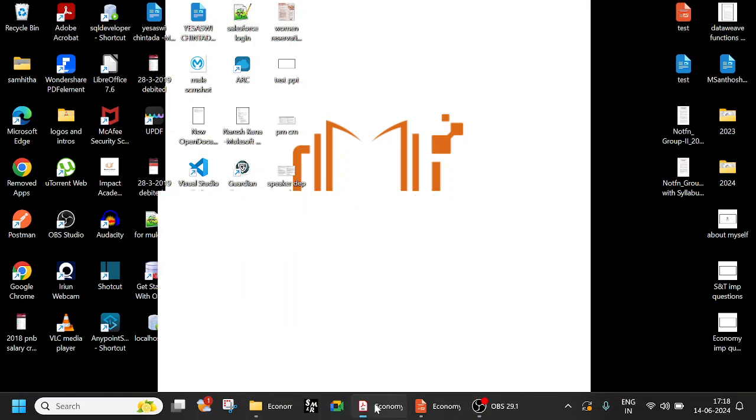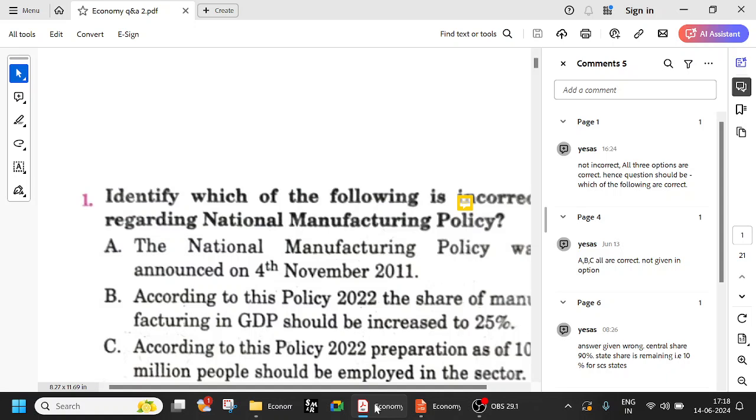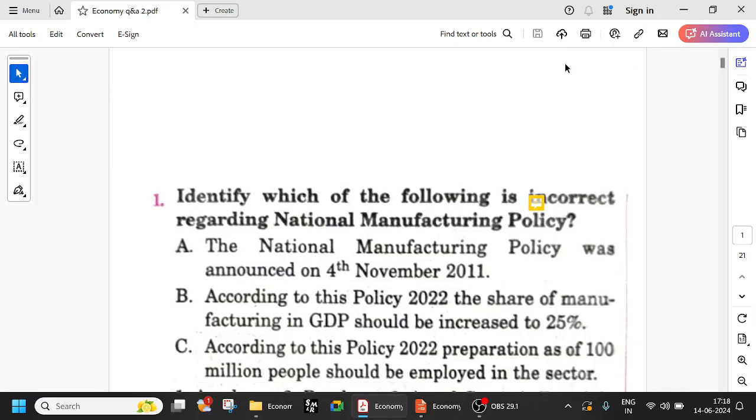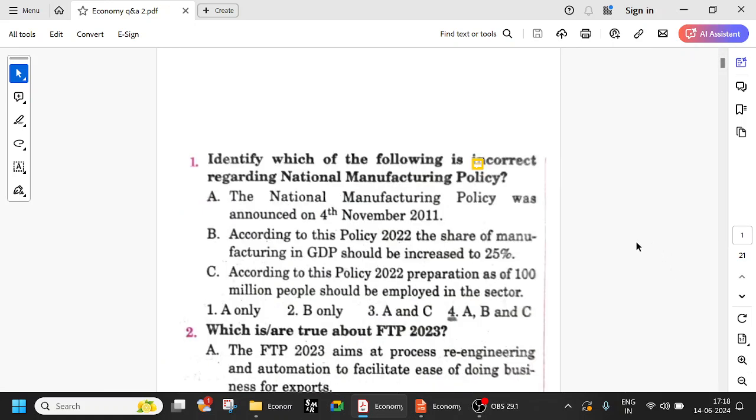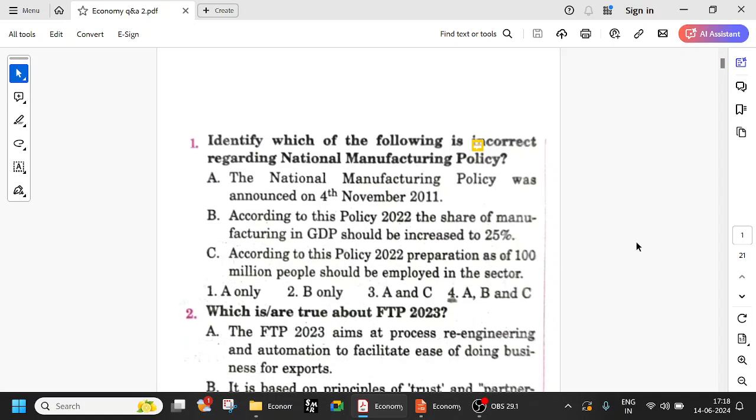So today let us continue with model paper 2 of economy. Okay. So Indian and Andhra Pradesh economy. This is model paper 2. We have already completed model paper 1 in 3 parts. So this is model paper 2.